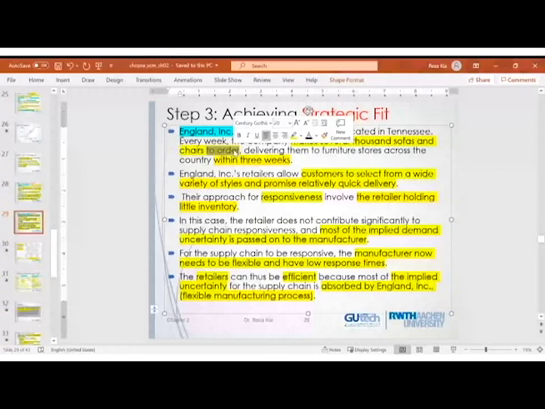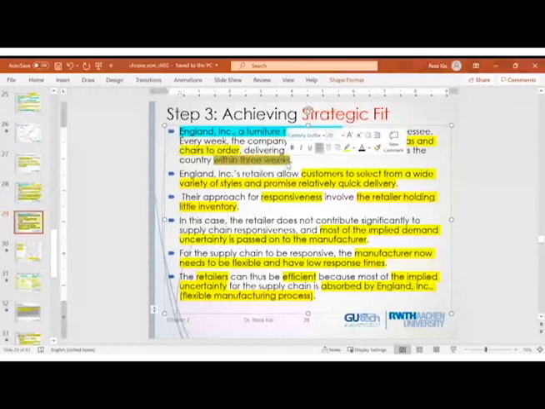When the order is received, then the production of the furniture will be started. And they are promising to deliver the furniture in less than 3 weeks. So the delivery time is not too short, but still reasonable. But the good point for this company is that the variety of product is good. So the customer can select a wide variety of furniture, and the response time is almost 3 weeks.